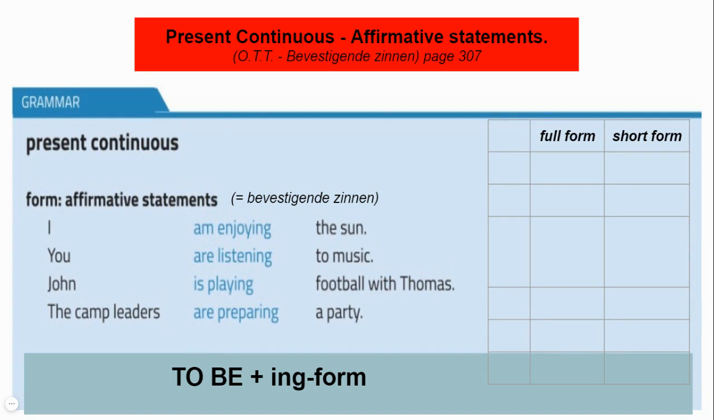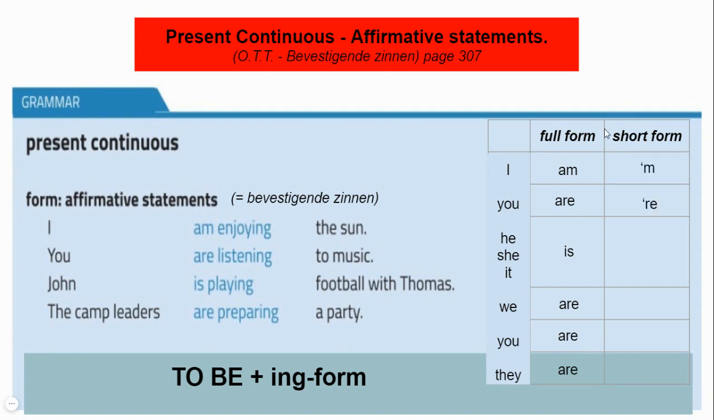First, we need the personal pronouns. I, you, he, she, it, we, you, they. We start with the full form of to be. I am, you are, he, she, it is, we are, you are, and they are. Next is the short form of to be. I'm, you're, he's, she's, it's, we're, you're, they're.